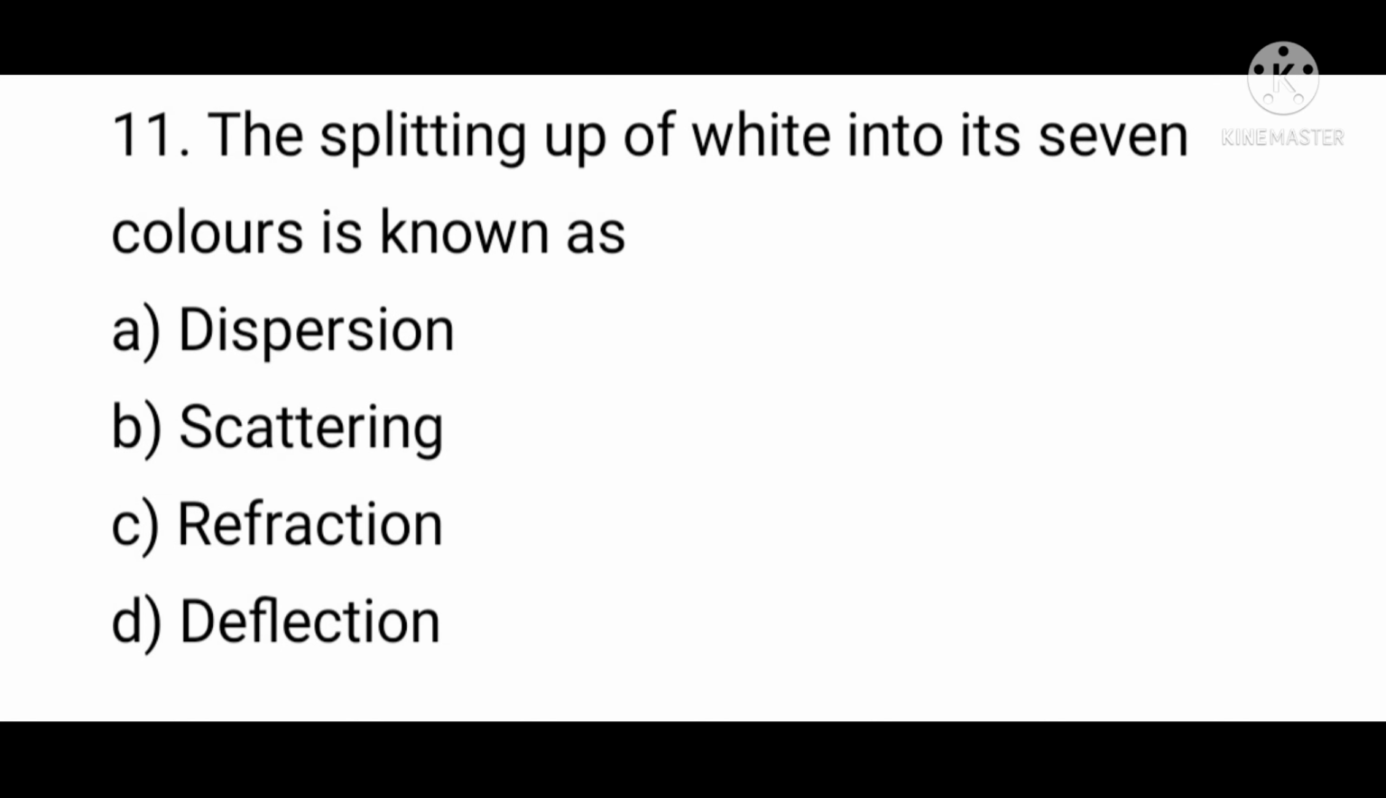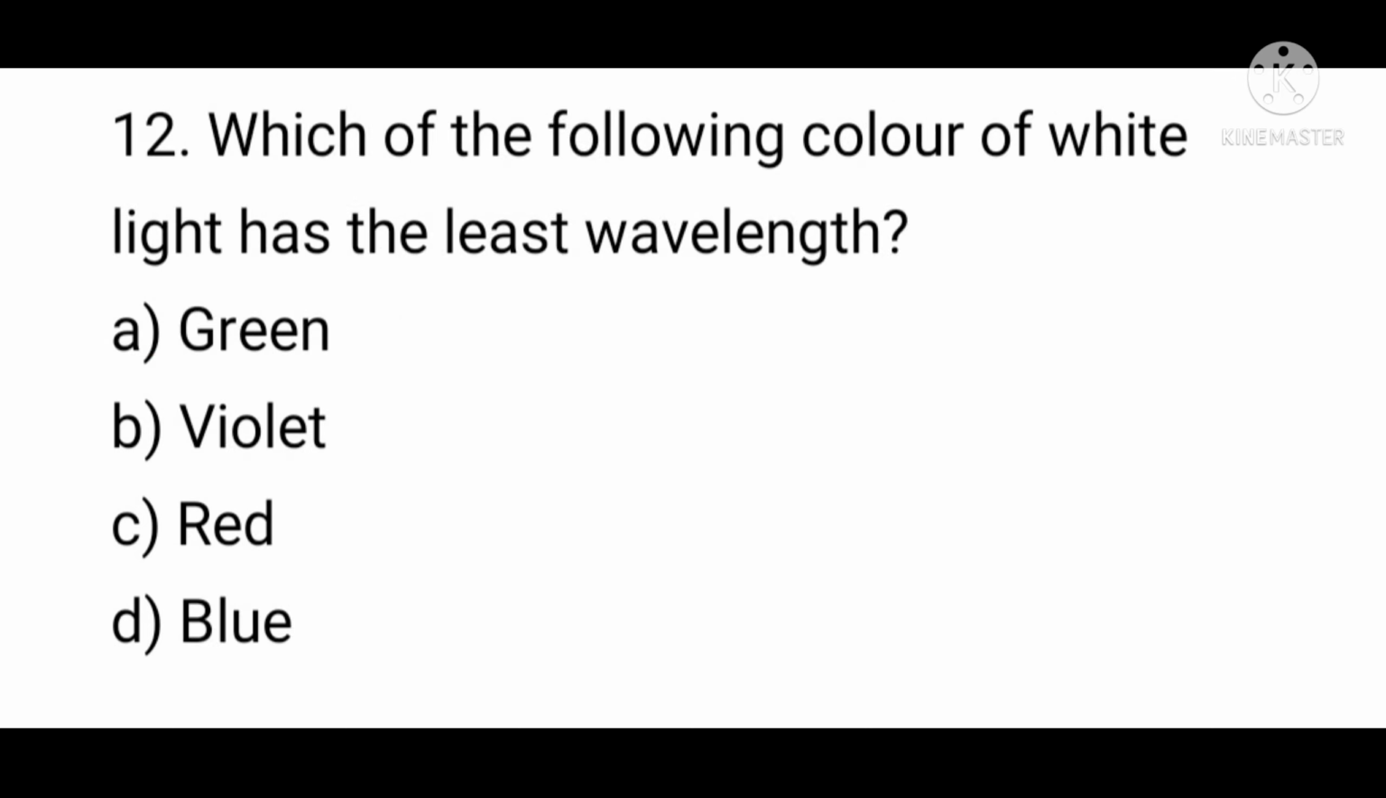Question number 11. The splitting of white light into its 7 colors is known as option A, dispersion, B, scattering, C, refraction, D, deflection. Answer is option A, dispersion.